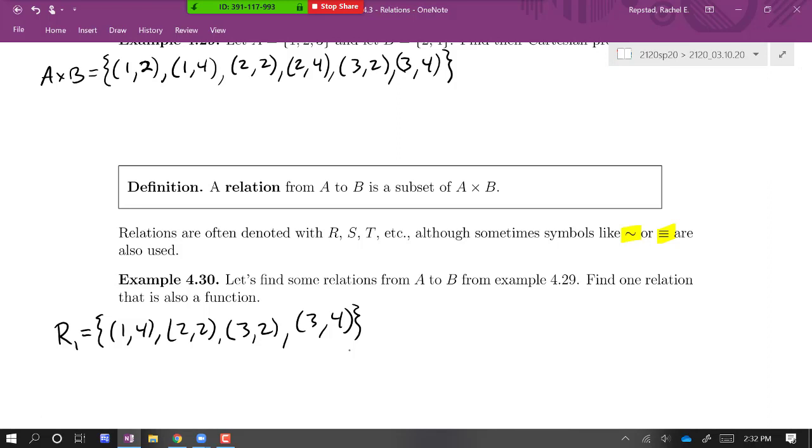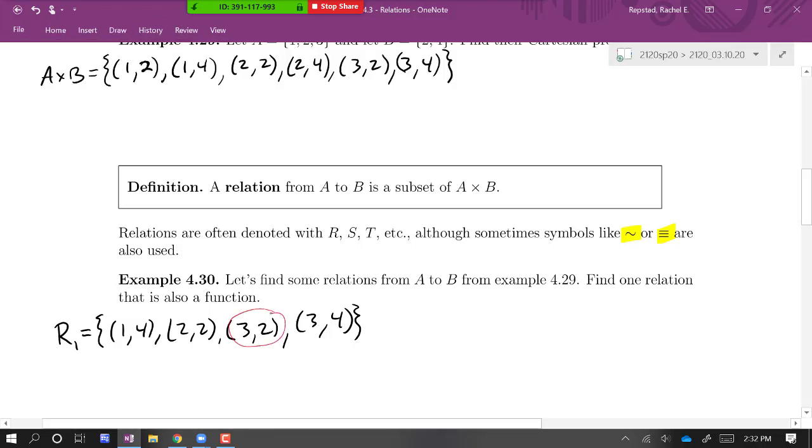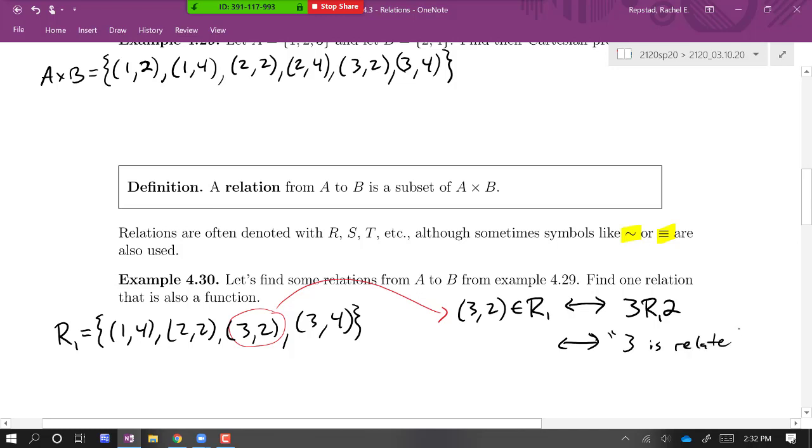There's a relation. Just a little bit of a note on notation. I'm just picking the ordered pair (3, 2) arbitrarily. So we say that (3, 2), that ordered pair, is an element of the relation R1. We might also say, this is the same as saying 3 is related to 2, so I'd say 3 R1 2 is another way of saying that the ordered pair (3, 2) is in the relation R1, which is the same as saying, just in words, 3 is related to 2.